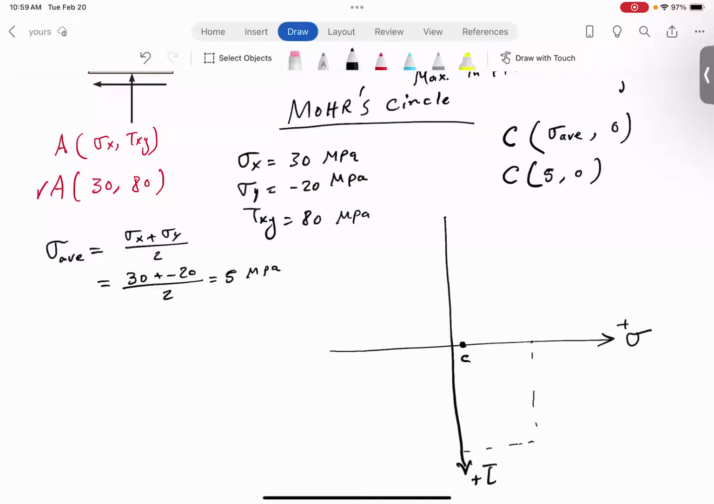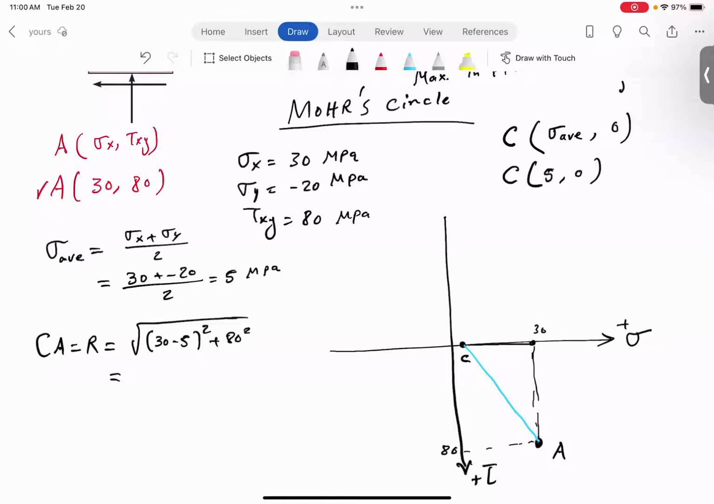Now this is not going to be to scale. I'll do my best. So we'll have something like this as point A. And then if we connect C to A, that basically defines the radius. So the radius is CA, which happens to be what? You could tell from the coordinates that this is 30 minus 5, right? Remember, this is 30, and this is 80, right? Squared, and then 80 squared, right? So graphically, you can figure out the radius. This comes out to be roughly 83.8 megapascal.